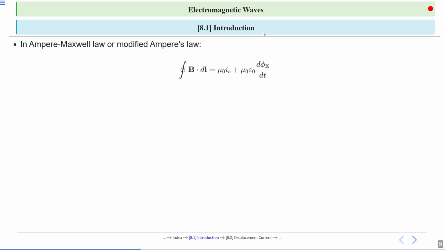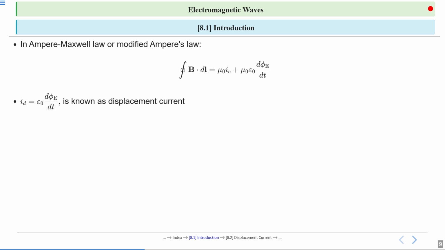Okay, the integral over a closed loop of B dot dl is equal to mu naught I_C plus mu naught epsilon naught d phi_E upon dt. That phi is electric flux, not magnetic flux. This term, epsilon naught d phi_E upon dt, is known as displacement current, I_D.